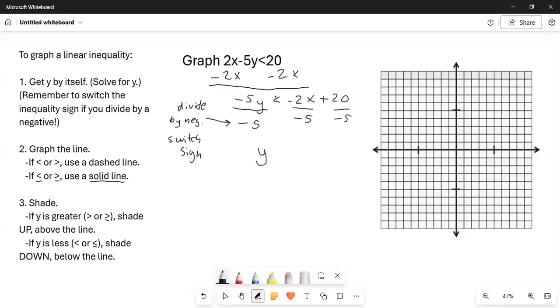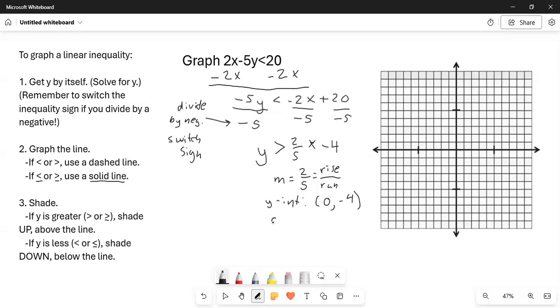So now it's going to be y, but it's not going to be a less than, it's going to be a greater than 2/5 x, because negative divided by negative is positive. Positive divided by negative is negative, so 20 divided by negative 5 is negative 4. So now we've got y by itself. Your slope of this line is 2/5, which is your rise over run. Your y-intercept is the ordered pair (0, negative 4). That's where you're going to start your graph.